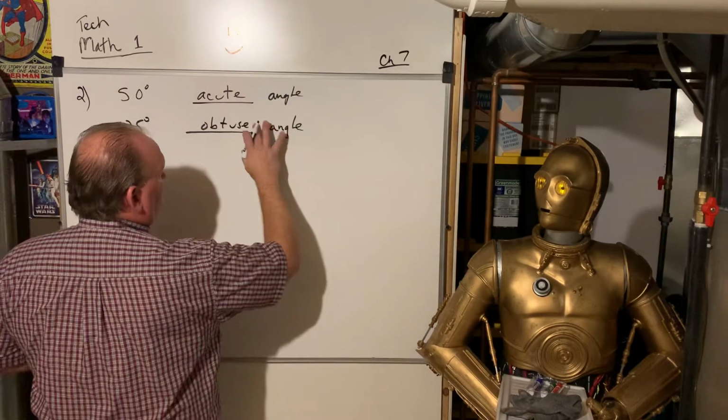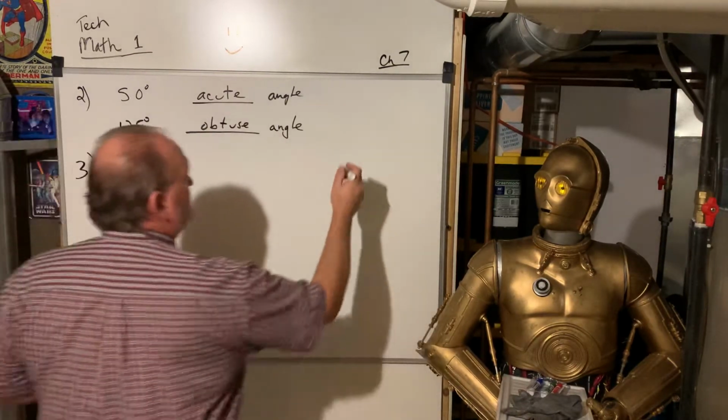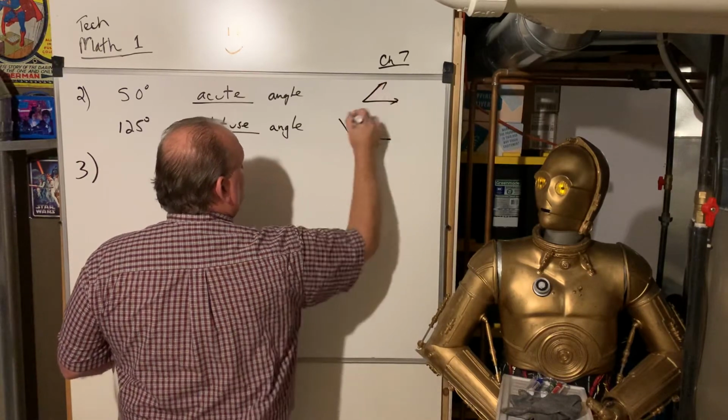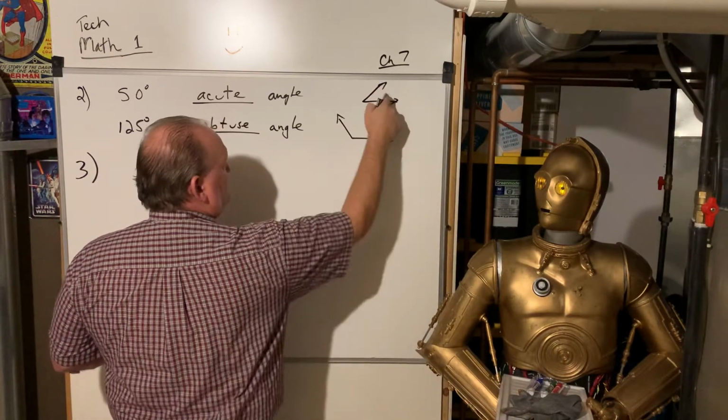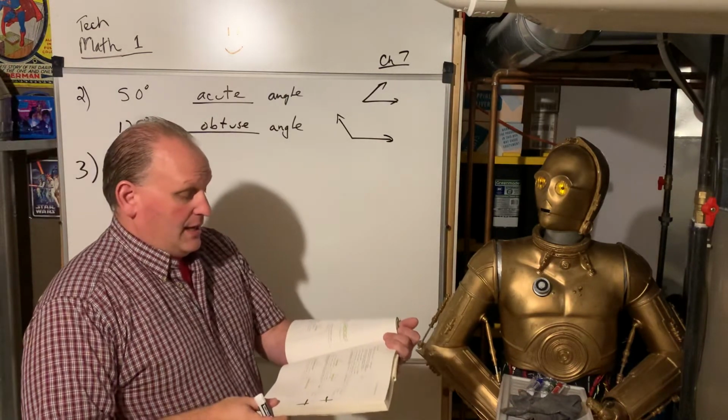But for our purposes, it means an angle bigger than 90 degrees. So if it's bigger than 90 degrees, it's obtuse. If it's less than 90 degrees, it's acute. So obtuse, acute.